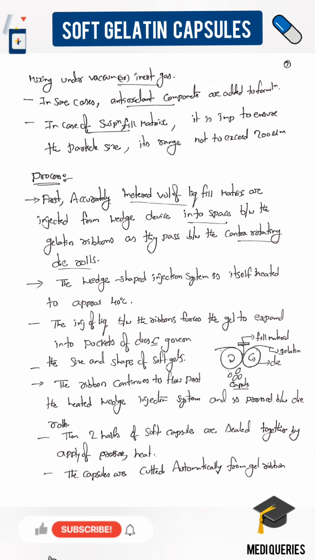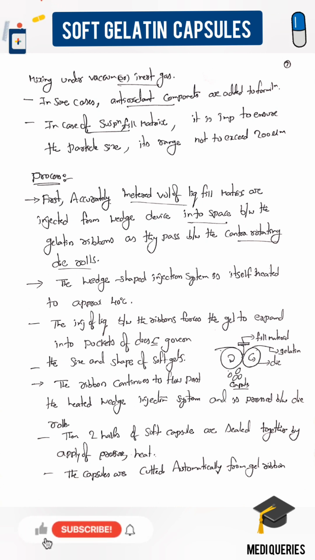Coming to the process, first, accurately metered volumes of the liquid film matrix are injected from the wedge device into the space between the gelatin ribbons as they pass between the counter-rotating die rolls.